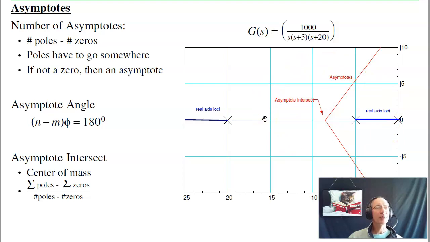That's the asymptote angle. The asymptote intersect is the center of mass. Treat poles as 1 kilogram, treat zeros as -1 kilogram. Where's the center of mass? Here the average of 0, -5, -20 is -25 over 3, -8.33. So there's the asymptote intersect.